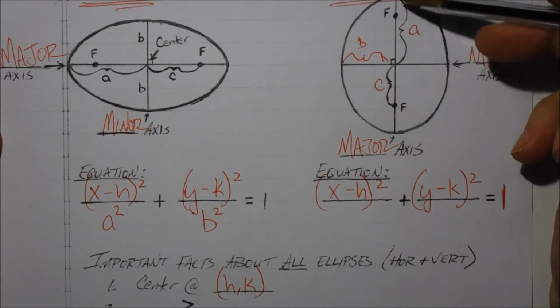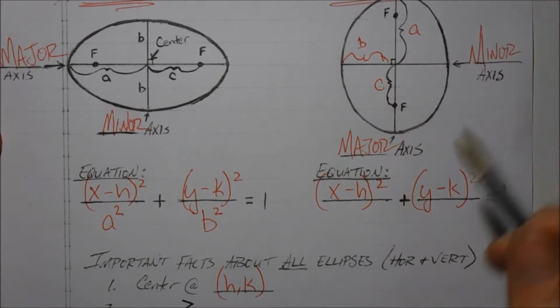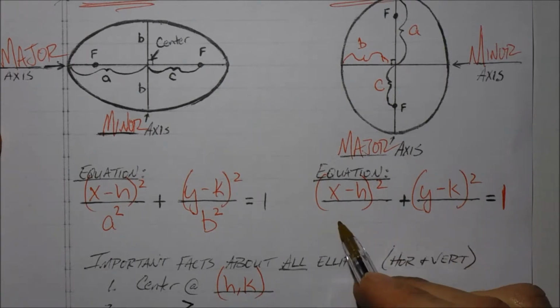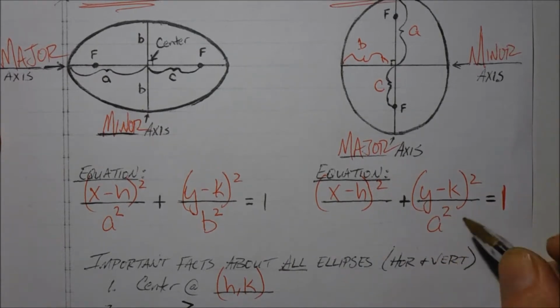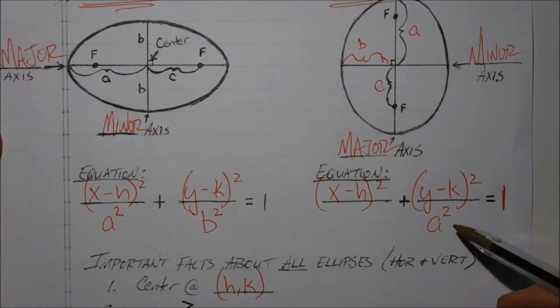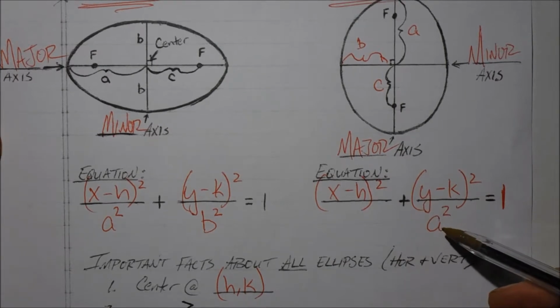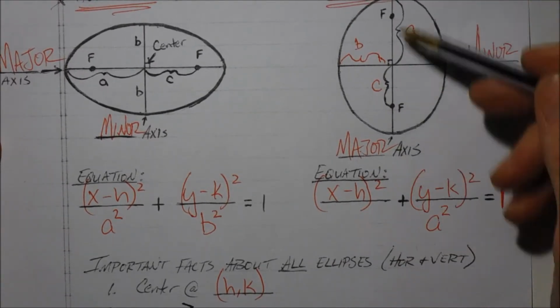It's associated with up-down movement. Where do you think the a squared should go? Here or over here? There. Right there, man. That's where the a squared goes. Okay? So it's really easy to remember. If your bigger number is sitting underneath the y, just know that you're dealing with a vertical ellipse.